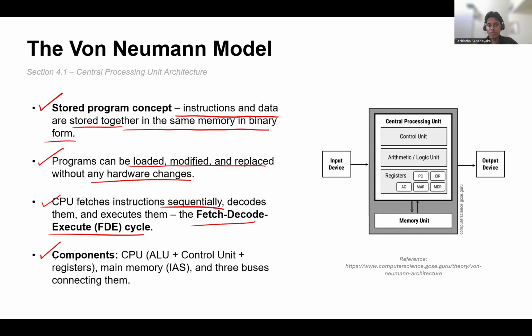And the major components of the von Neumann model are the CPU, which consists of the ALU, CU, and registers. Control unit is what CU stands for. Then there is main memory, which is also referred to as immediate access store.